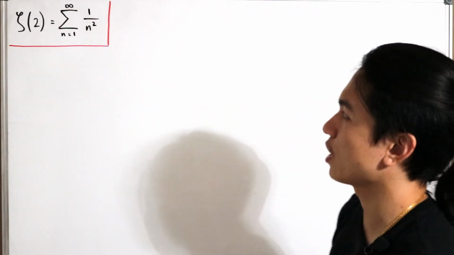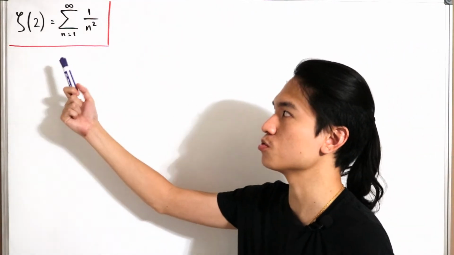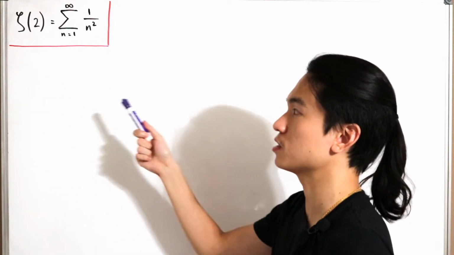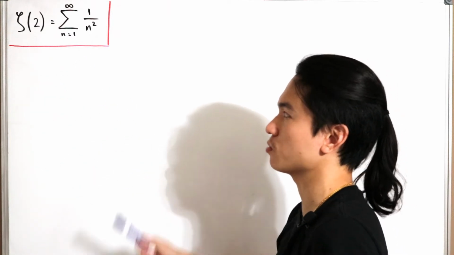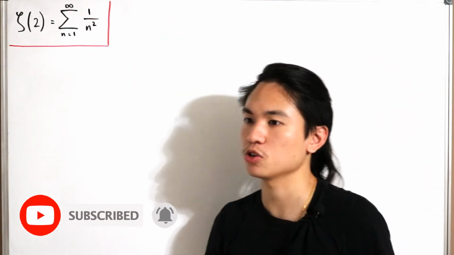In today's video we have the following calculation we'd like to verify. The Riemann zeta of 2, which is equal to the infinite sum of 1 divided by n squared. I should have written this out even further: it's equal to pi squared divided by 6.